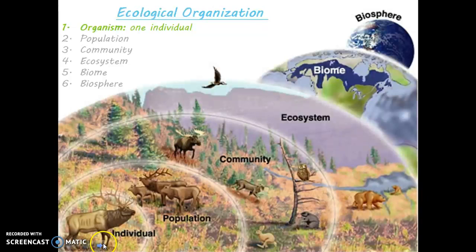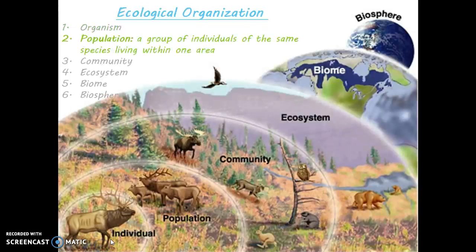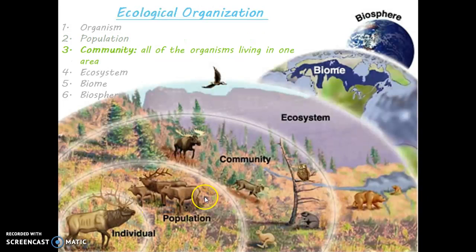So if we look at the next level of organization, a group of individuals, a group of these elk living together within the same area, that's what we call a population. Now, the next level is what we call a community. This would be the elk herd plus the moose and the lynx and the hare and all of the plants and animals within that same area and how they interact with each other within the community.